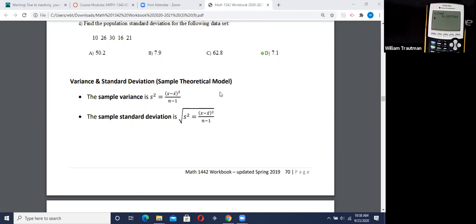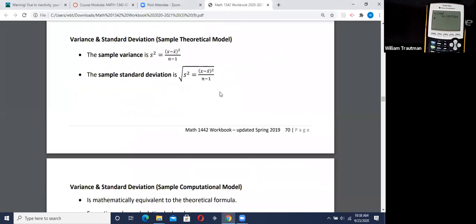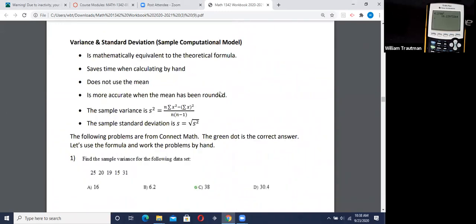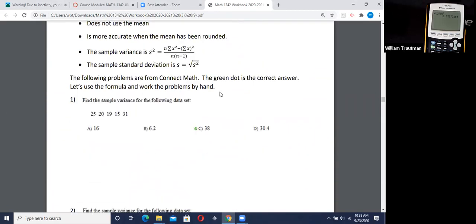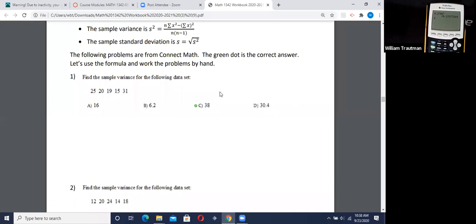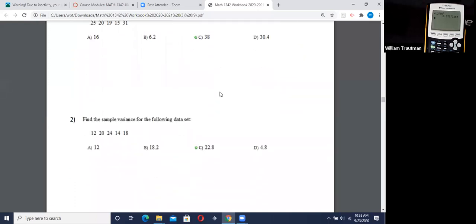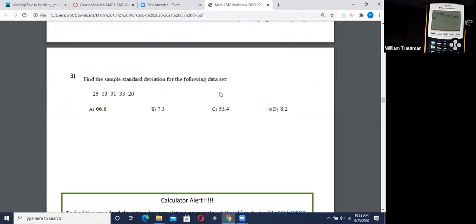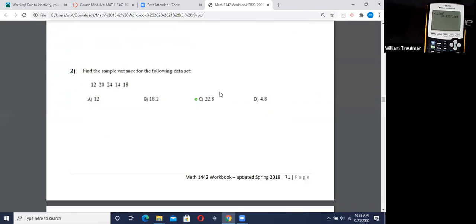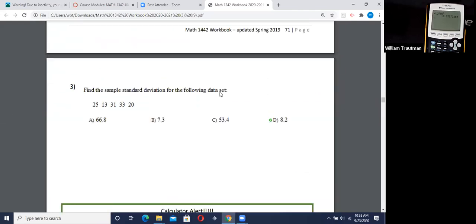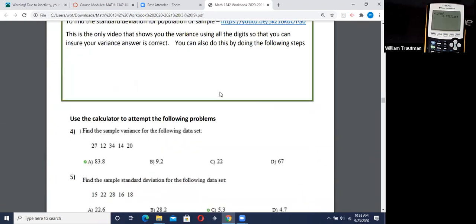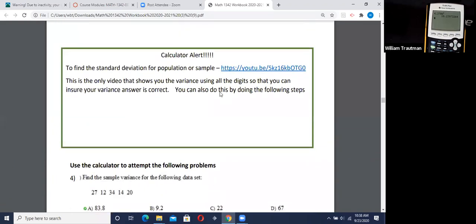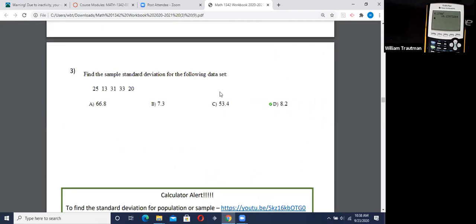So if we have problems that say find the sample variance and standard deviation, I always do the standard deviation ones first because they're on the calculator. Number 2 is variance. Is this 3? Is there a 4? Oh, there's more. Okay, so I'm going to do number 3 first.